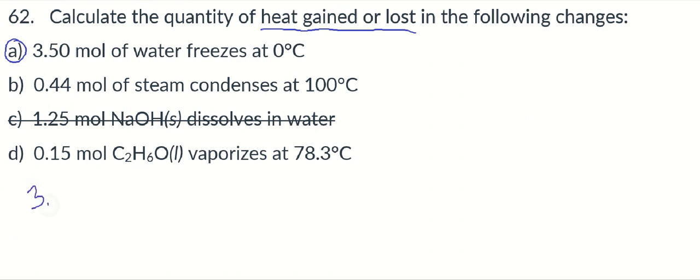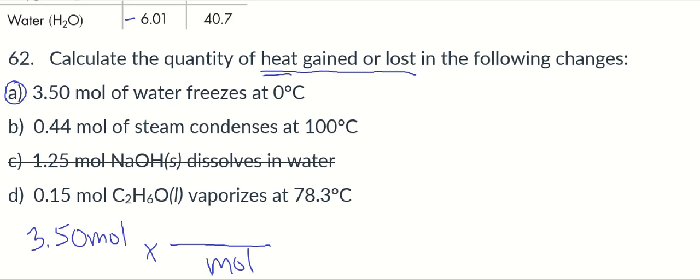Start with the number given, 3.50 moles. We need to turn that moles into a unit of heat. So kilojoules will do because we're given the molar heat of fusion. So 1 mole, let's go back here, is in this case going to release negative 6.01 kilojoules of energy. So let's punch that in our calculators. 3.5 times negative 6.01.